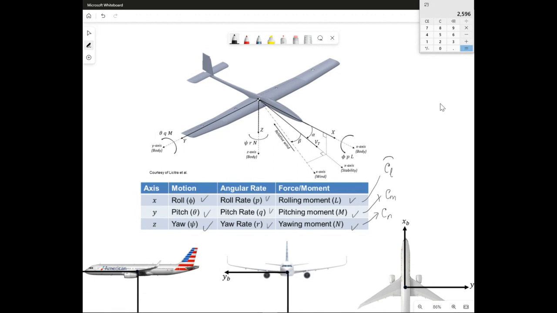Okay, now don't get confused about, for example, C with the subscript small l, with the other aerodynamic derivative we always talk about, which is the lift coefficient, which is C with the subscript capital L.